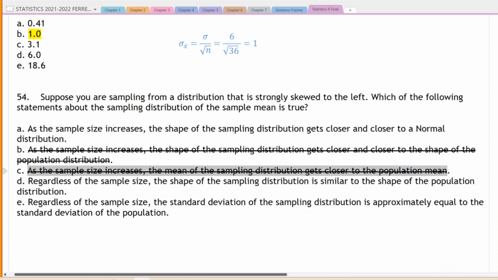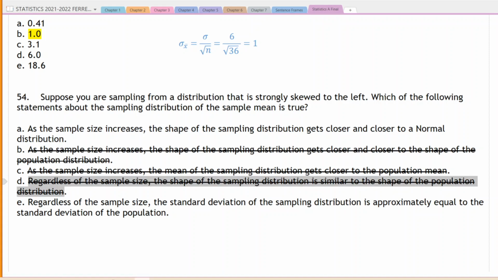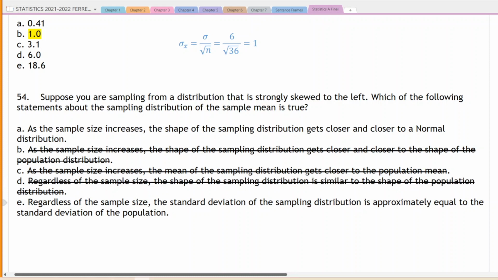The sampling distribution will be centered at the mean regardless of the sample size because the mean is an unbiased estimator. D, regardless of sample size, the shape of the sampling distribution will be similar to the shape of the population distribution. And I think with the exercises we saw in class, that's not true. The shape of the sampling distribution changes depending on the size of the sample.